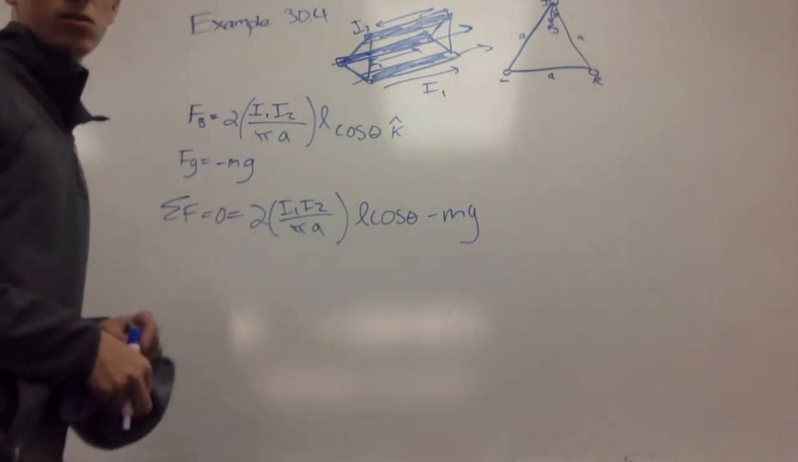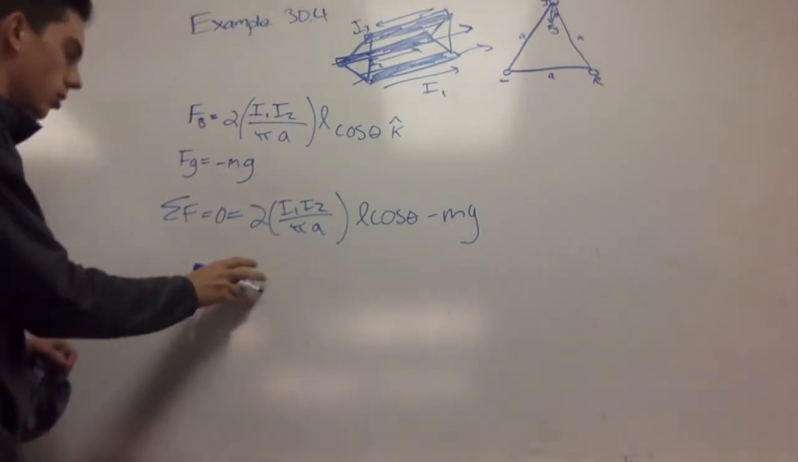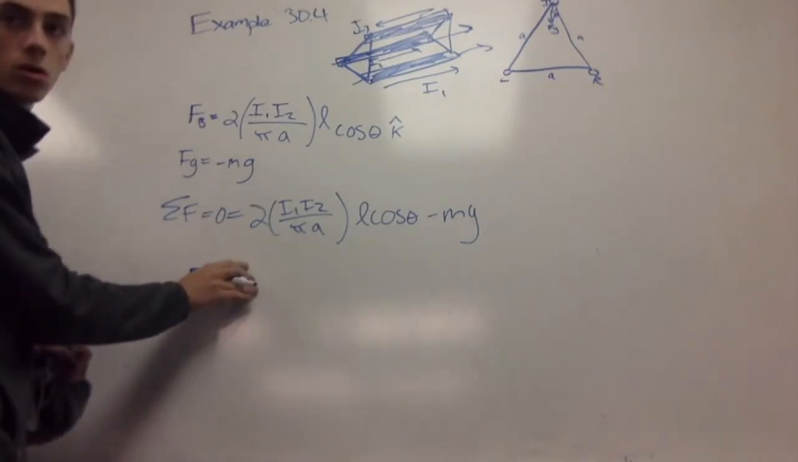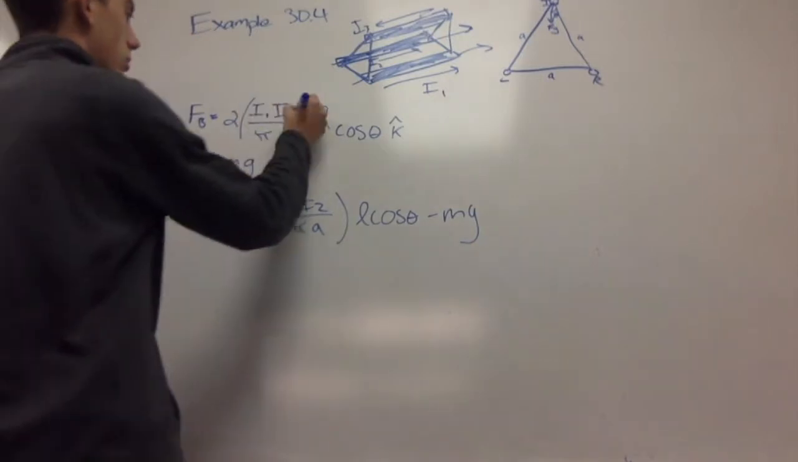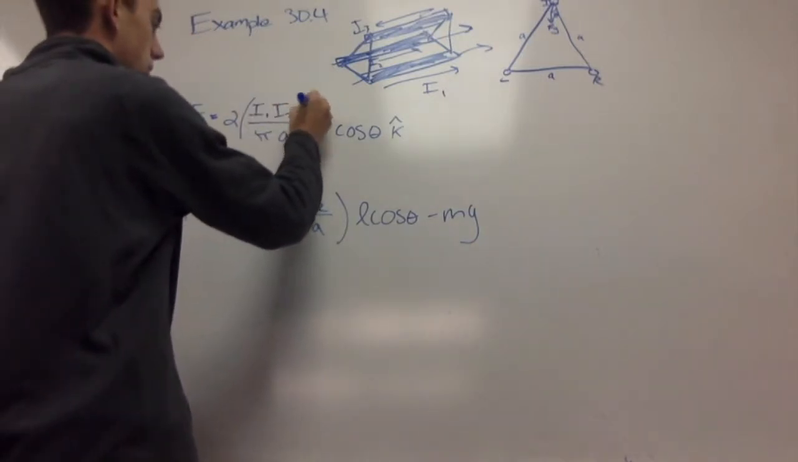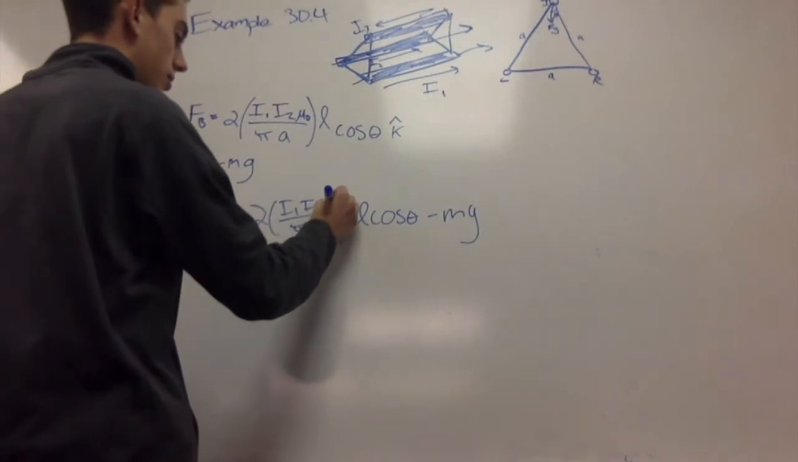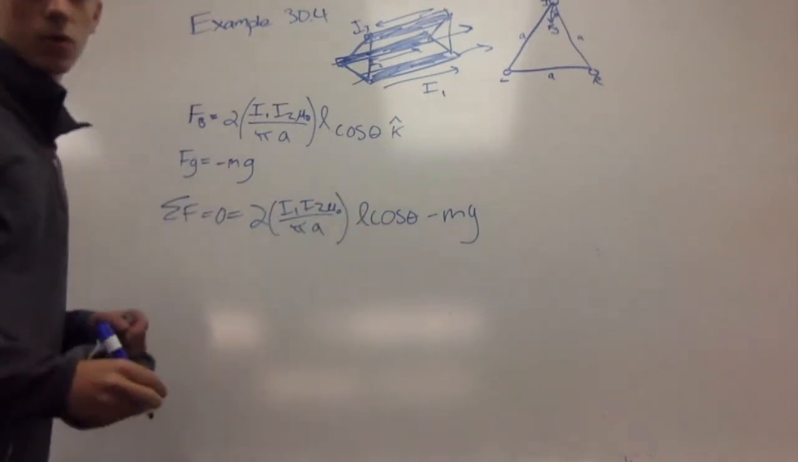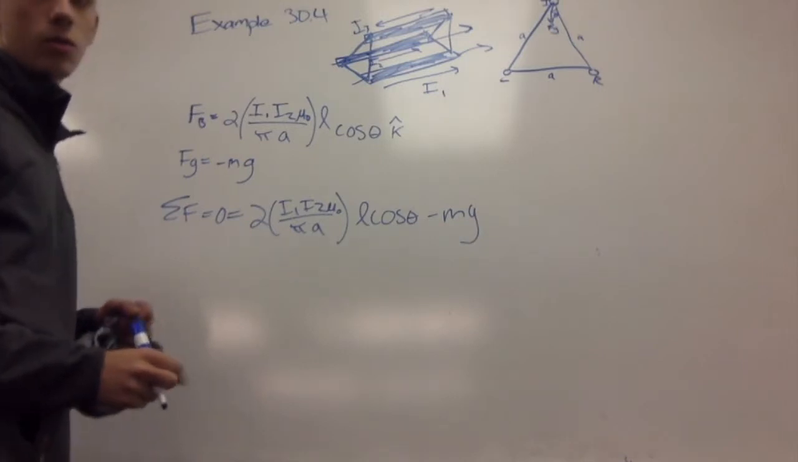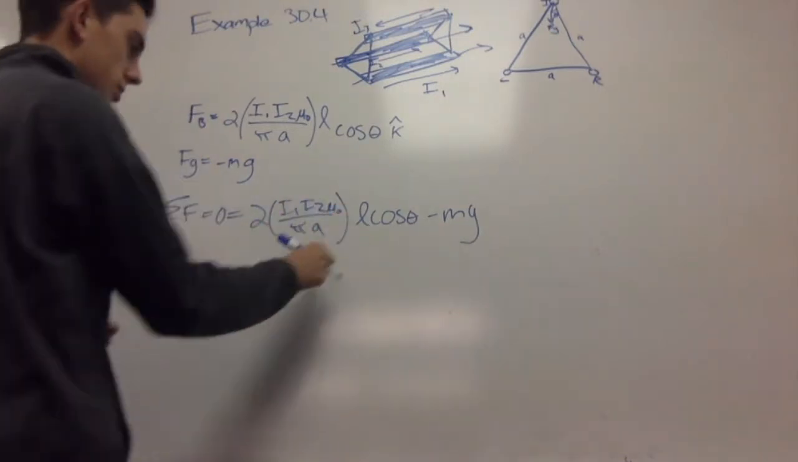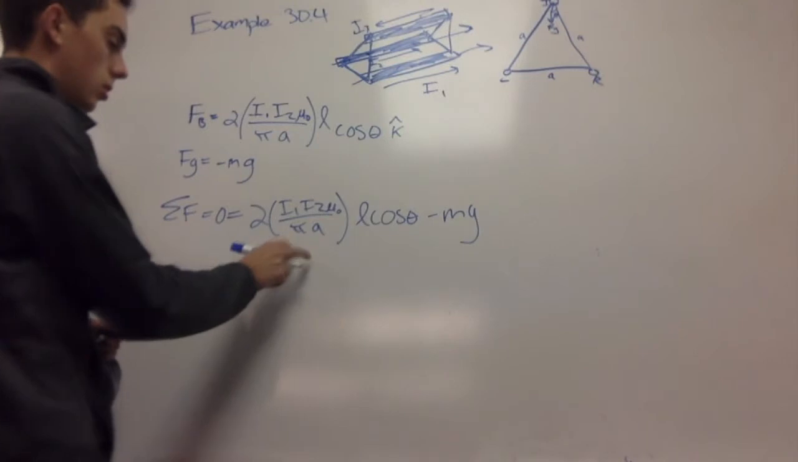Then all we need to do is solve for, oh, you know what I forgot here? Mu 0, permeability of free space constant. Very important. Then all we need to do is solve for I2.